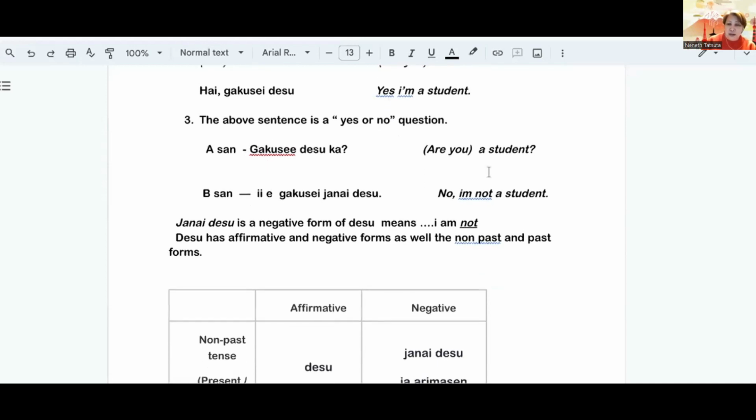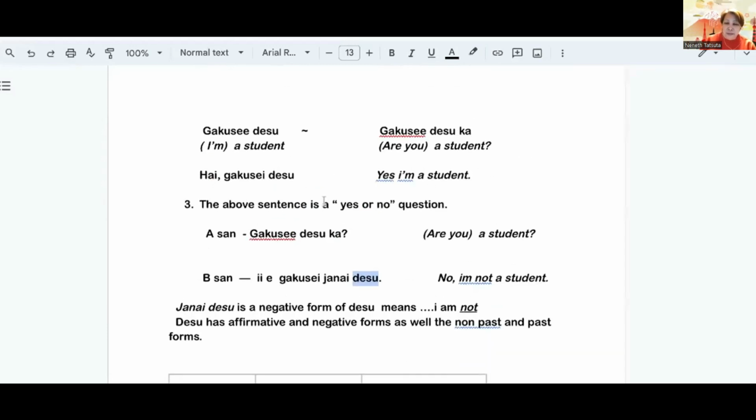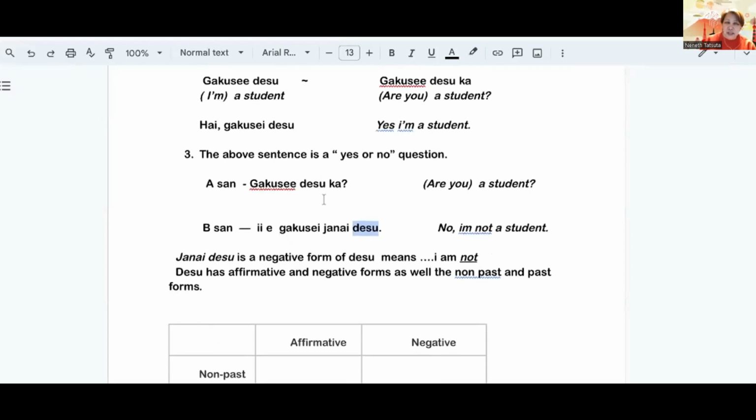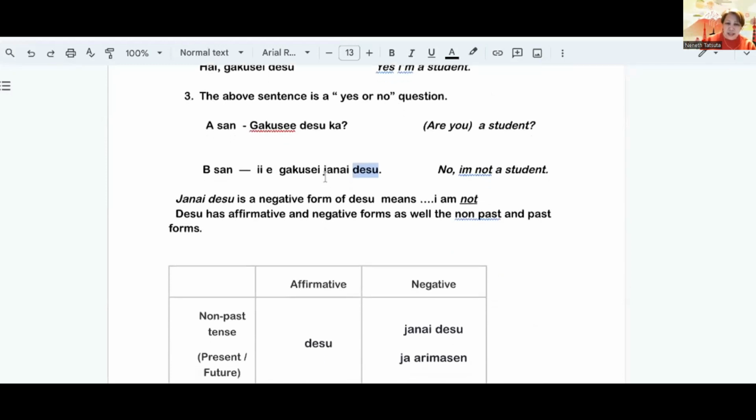Gakusei desu ka? Are you a student? Iie. Iie. Okay, gakusei janai desu. No, I'm not a student. Again, if you would ask me, is the desu an affirmative form? So is there a negative form for desu? The answer is yes. That is janai. This one. Janai desu is the negative form of desu.